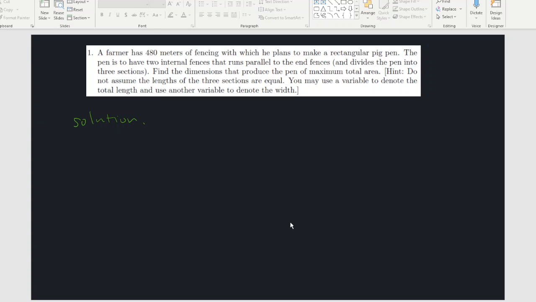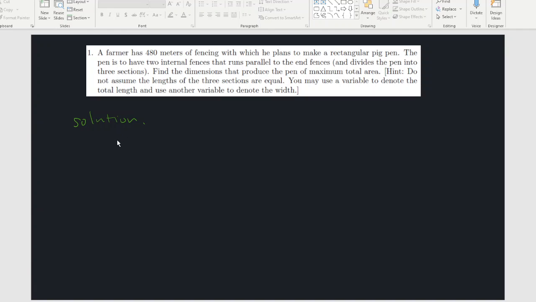Now question 1. The first thing we do is to understand the problem, and then we draw a sketch to understand the problem. A farmer has 480 meters of fencing, and he wants to make a rectangular pig pen. The pen is to have two internal fences that run parallel to the end fences. And we are looking for the dimension. By dimension, we mean the length and the width that will produce the maximum total area.